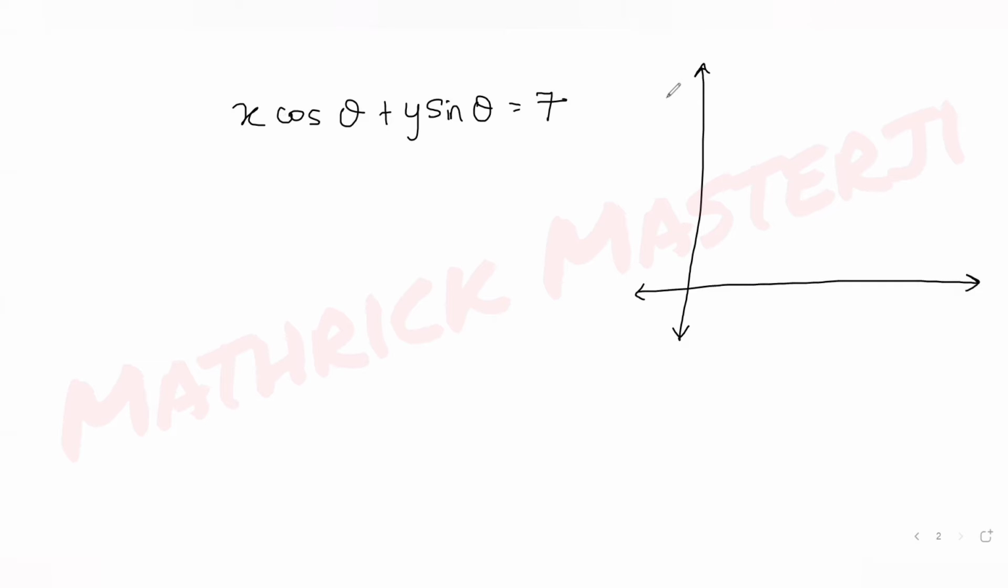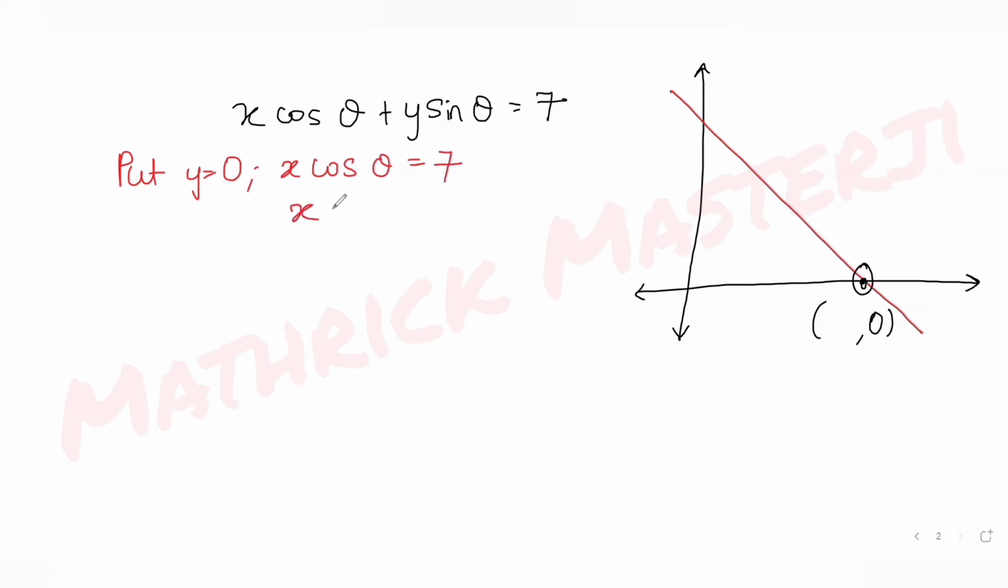The first thing I can do is take the equation of the line, x cos theta plus y sin theta equals 7, and find its x-intercept and y-intercept. Let's say the line passes through like this. To find the x-intercept, where the line touches the x-axis, we put y equals 0. Putting y equals 0, I get x cos theta equals 7, which gives x as 7 over cos theta. So the x-intercept is (7 over cos theta, 0).